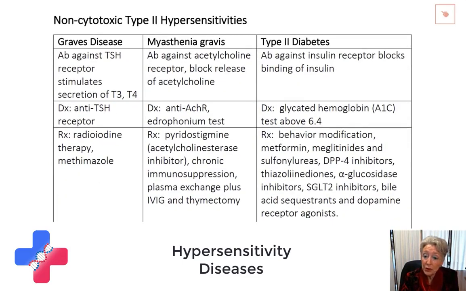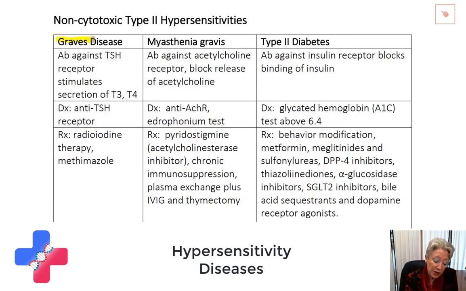Now, if you notice, the non-toxic cytotoxic type 2s are divided out here. Again, we're talking about an antibody against your own cells or tissues, but in this case, for whatever reason, complement activation, lysis, opsonization, and inflammation are not primary results of that antibody formation.